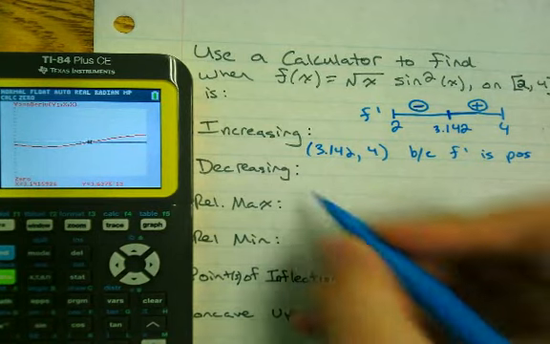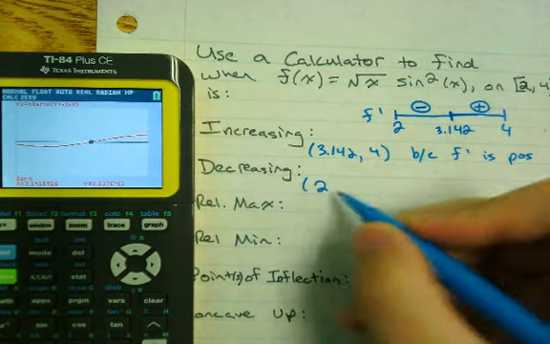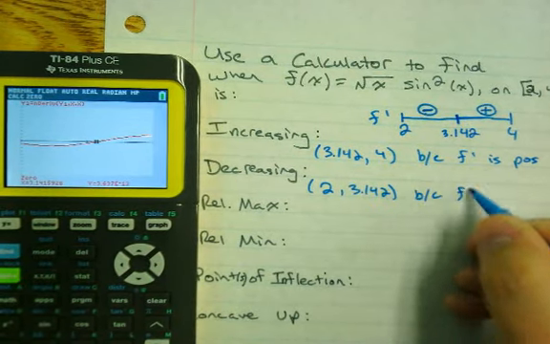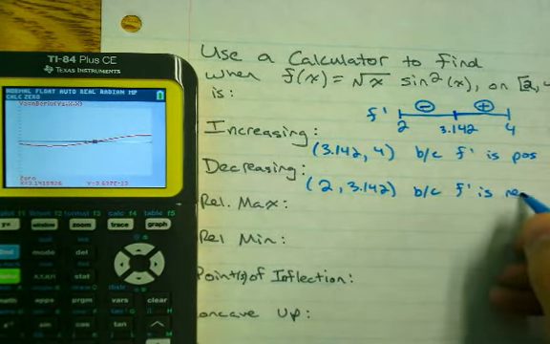When's this decreasing? From 2 until that point. Because why? F prime is negative.